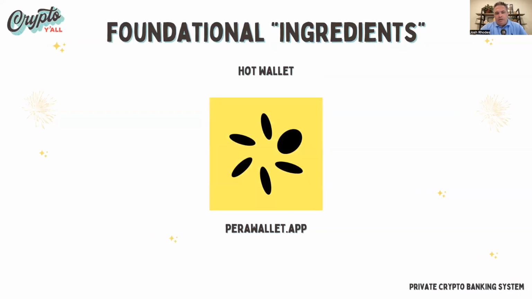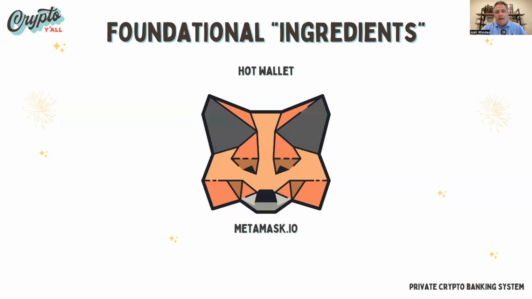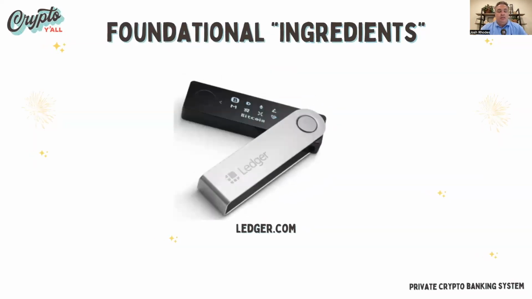There's other wallets for different networks. For example, the Para wallet is on the Algorand network. It's a specific wallet for a specific network, while MetaMask services many different crypto networks. We'll talk more about networks here in a minute. And then lastly, I mentioned the Ledger, the cold wallet.